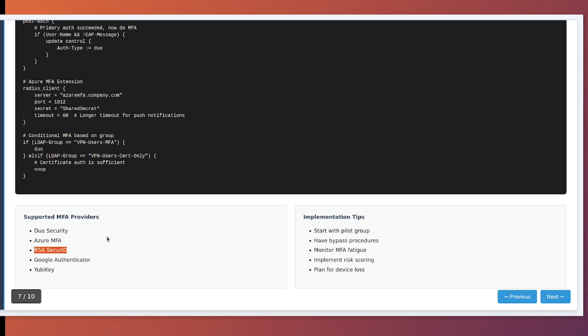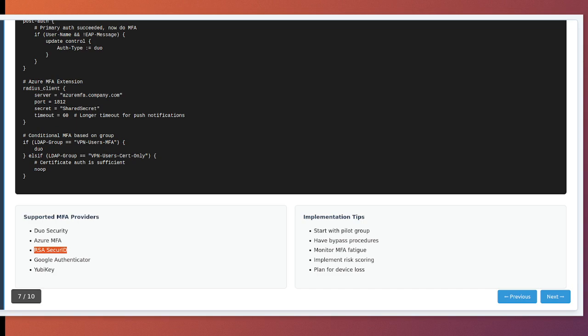The configuration example shows integration with popular MFA providers. Most modern providers offer RADIUS integration either directly or through agents. The key is to test the user experience thoroughly. MFA should enhance security without creating friction. I always recommend implementing SSO where possible, so users authenticate once and get access to both VPN and other resources.